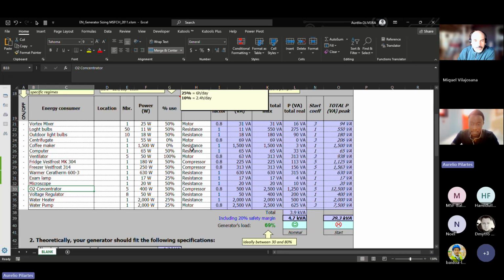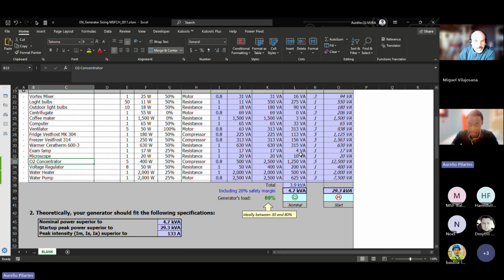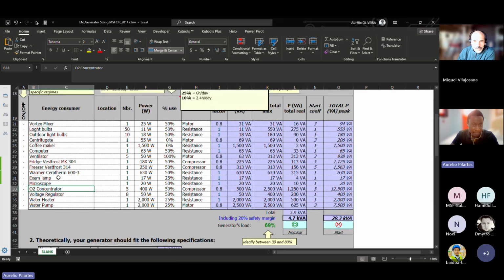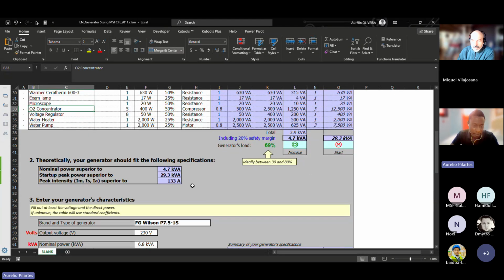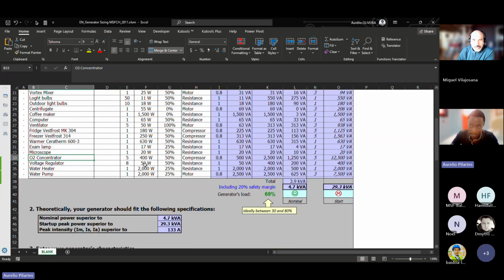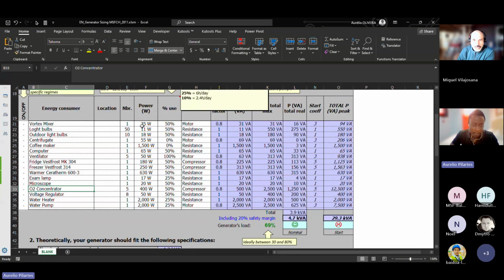So here we have the file and here is where we do the sizing. As input, we put all the appliances, the number, the power they use, how many hours per day they are being used, and the type of appliance they are. So we fill in the blank spaces, and then as the output, we will have the consumption, and from this consumption, we must know what size of generator we can use. So we have filled in here the power, the percentage of use, and the type.